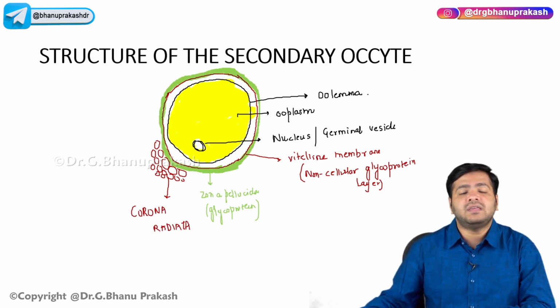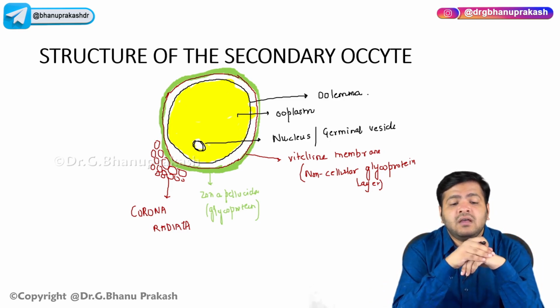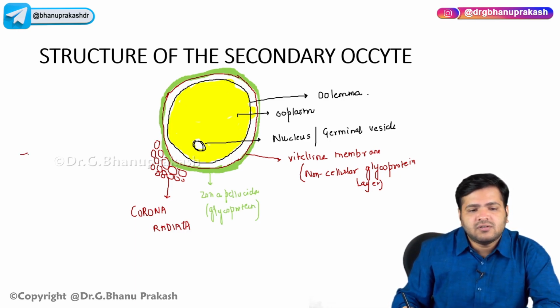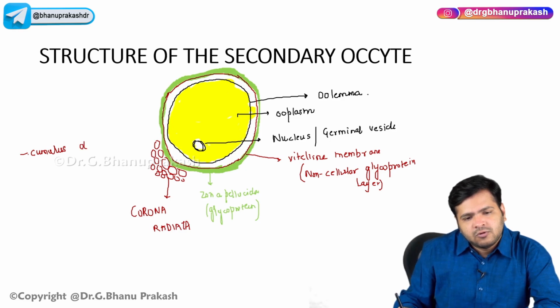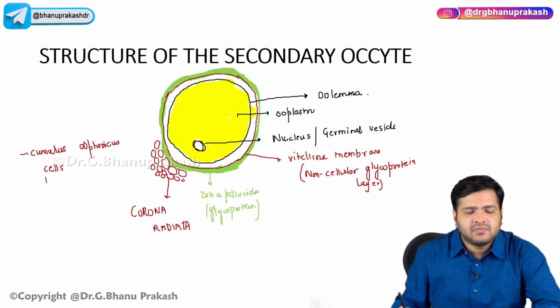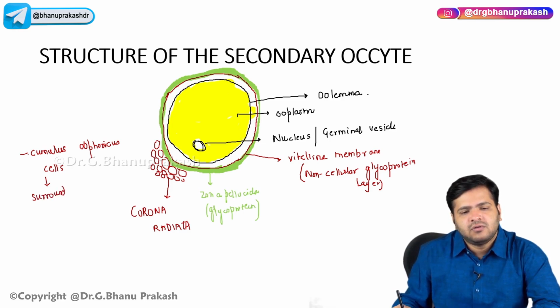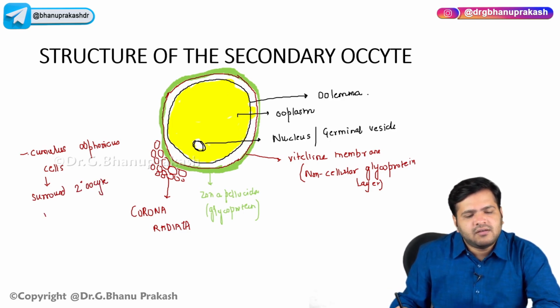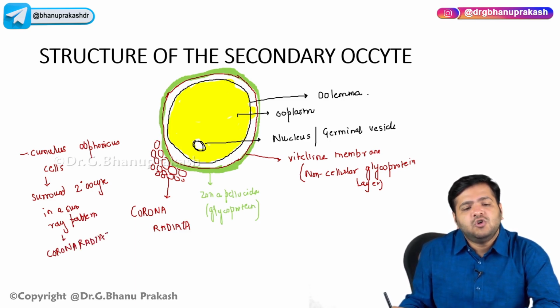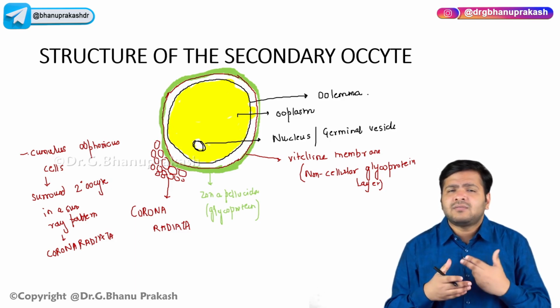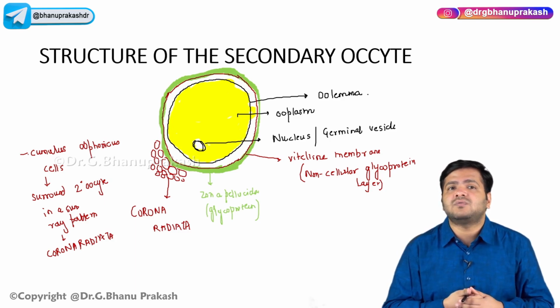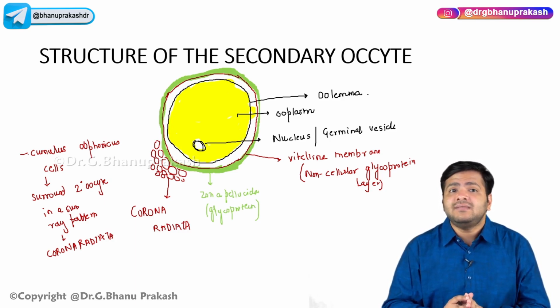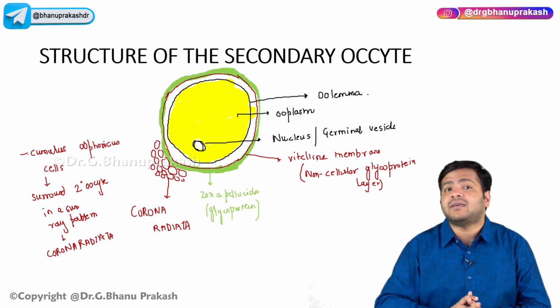So you have to remember that the secondary oocyte is formed after ovulation. The cumulus oophoricus cells will surround the secondary oocyte in a sun ray pattern, and this is called the corona radiata. So what is this cumulus oophoricus? These are nothing but the granulosa cells, and they are given a special name because they are present around the sides of the secondary oocyte. These cumulus oophoricus are arranged in a sun ray pattern, which is again termed the corona radiata.